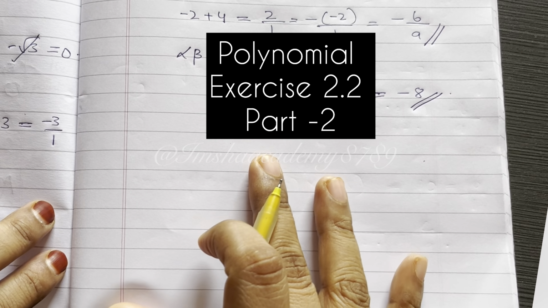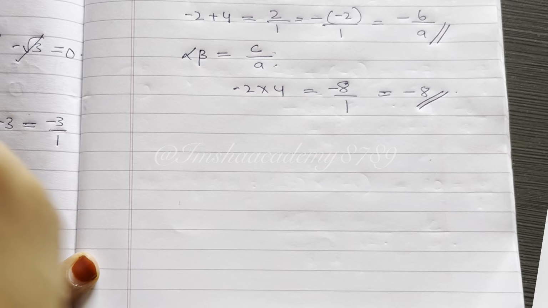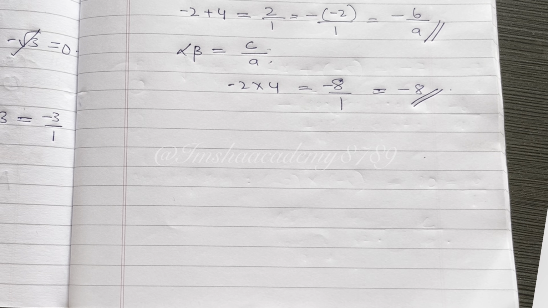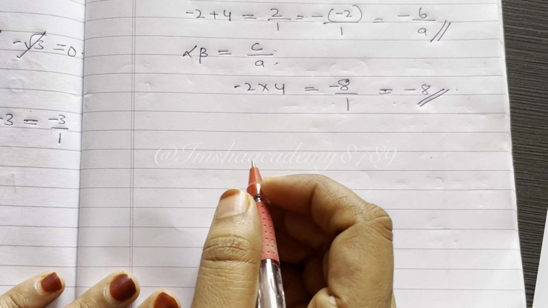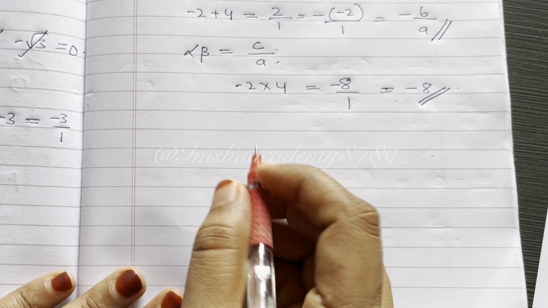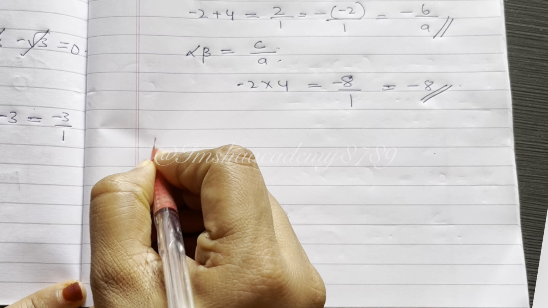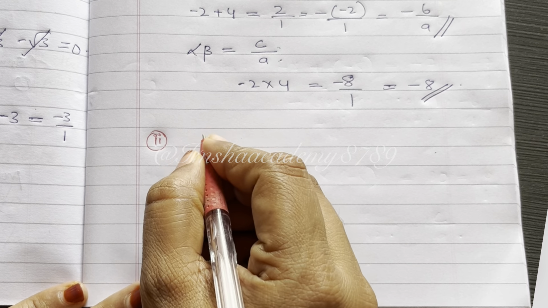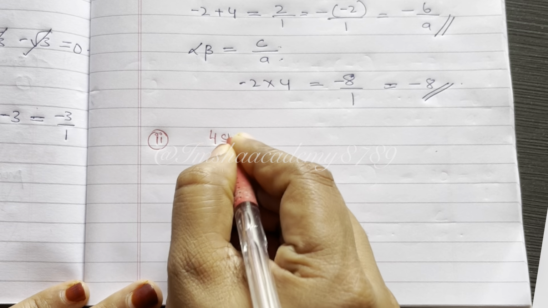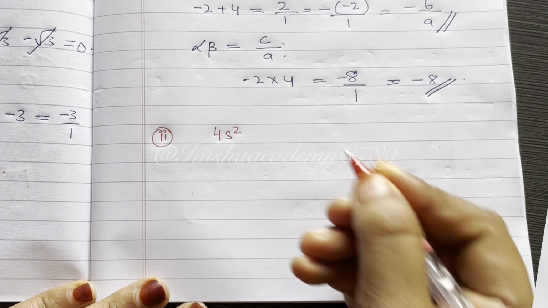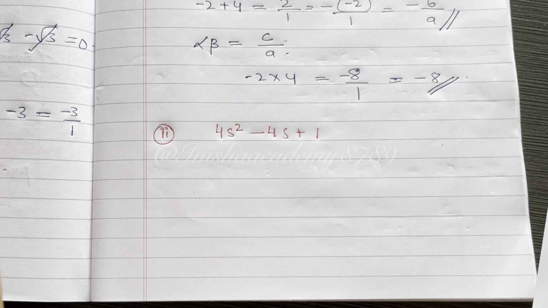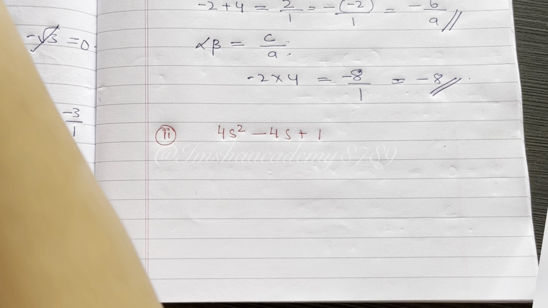Hello everyone. Now we will solve the second example. The question is we need to find the zeros of the following quadratic polynomials and verify the relationship between the zeros and the coefficients. The second question is 4s square minus 4s plus 1. So how do we solve it?